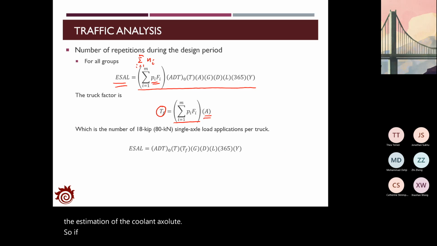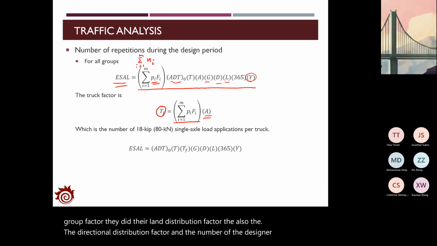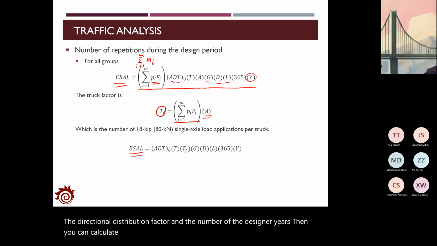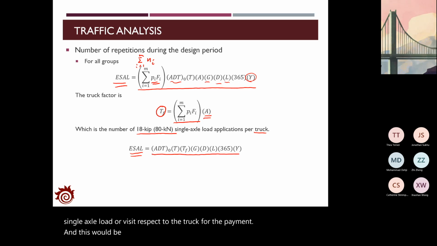So if we have the truck factor and the average daily traffic, the group factor, the lane distribution factor, also the directional distribution factor, and the number of design years, then you can calculate the equivalent single axle load for the 18 kilopounds or 80 kilonewton single axle load with respect to the truck for the pavement. And this would be the simplified equation for you to calculate the ESAL.